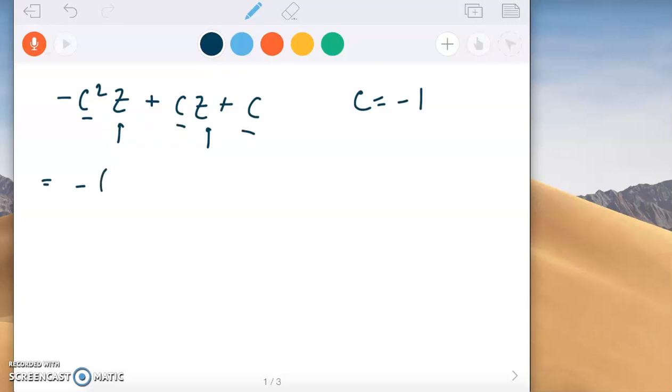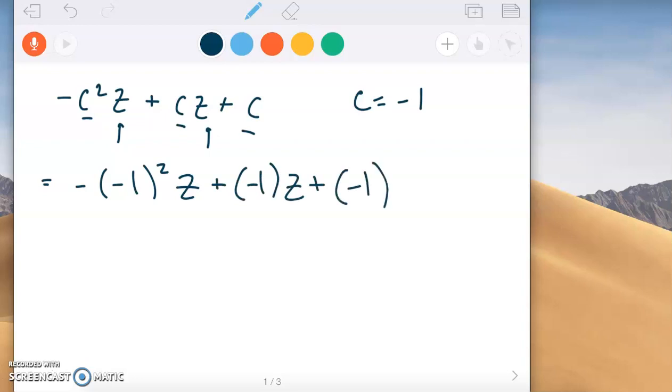So we have negative 1 squared plus negative 1 times z plus c. Oh, excuse me, plus negative 1. I forgot to write a z there. I'm sorry about that, guys. All right, here we go. Let's do this. So we have negative times negative 1 squared z plus negative 1 times z plus negative 1. There we go. That looks a little bit better.